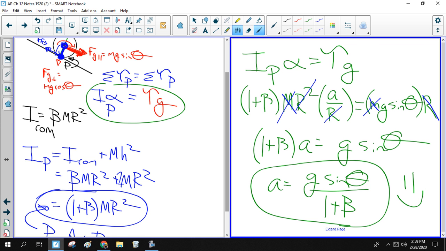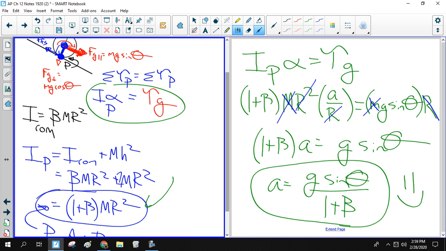So, which method is easier? I don't know, I guess it's a little bit of a toss-up. With this one you've got to use the parallel axis theorem, but you didn't need to worry about your net force. Honestly, they're both valuable.